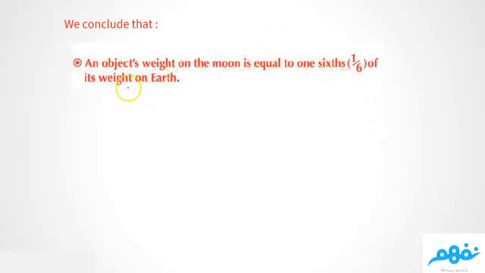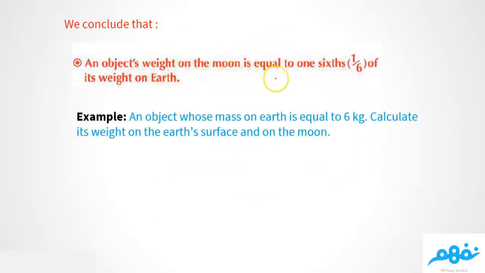Great. So what we conclude here is something very important, which is that an object's weight on the moon is equal to 1/6 of the weight on Earth. يبقى أنا هقارن ما بين two things. لو أنا هجيب الأوبجكت وأحطه على المون وهجيب نفس الأوبجكت ده وأحطه على الأرث، هلاحظ إيه؟ هلاحظ إن الويت بتاعي on the moon بيساوي 1/6 الويت بتاعي on Earth.